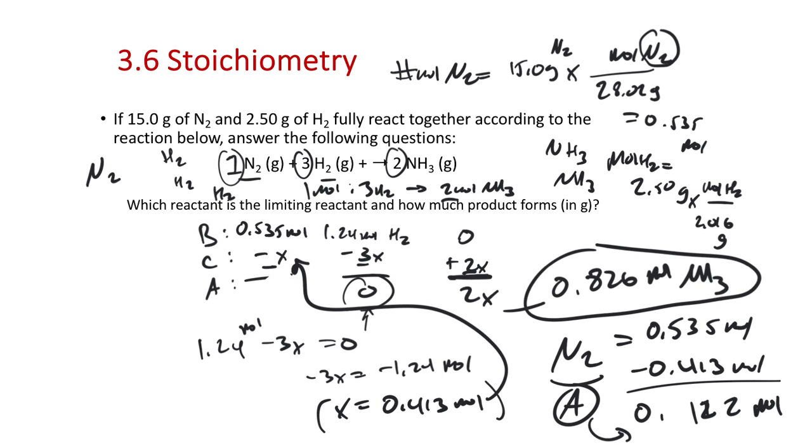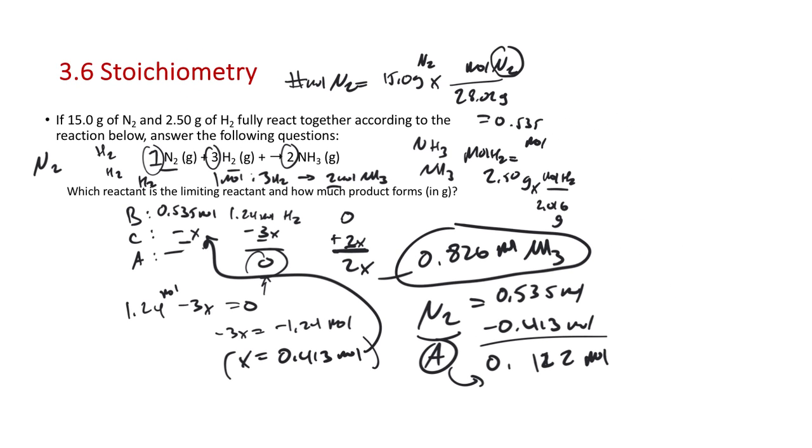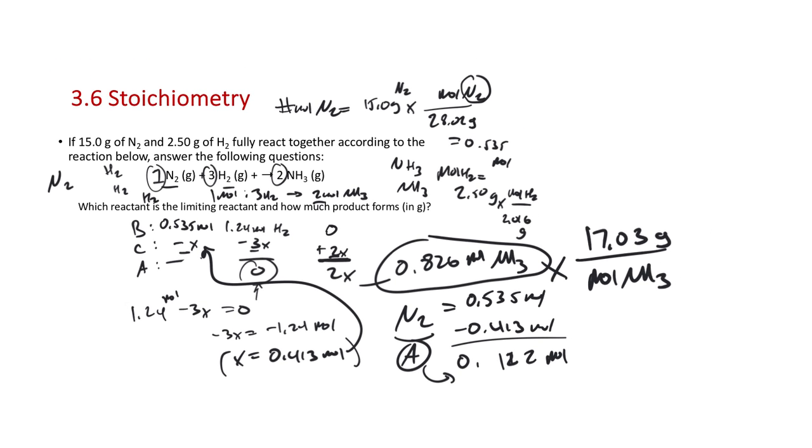Now, the question here is asking how many grams of the product forms. Well, let's just do a mole to gram conversion. Let's convert this number of moles of NH3 using the molar mass, the number of grams per mole for NH3. So it's just 14.01 for nitrogen plus 1.008 for the hydrogens times 3 of them. So that's 17.03 grams per mole. So 0.826 times 17.03 is 14.1 grams.